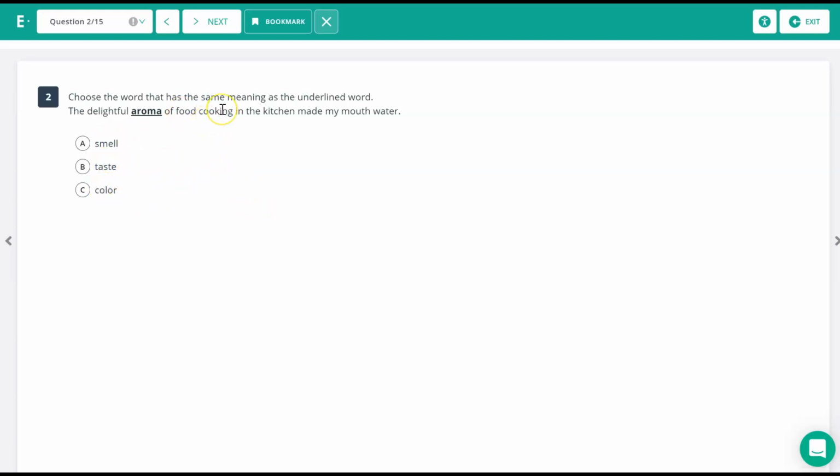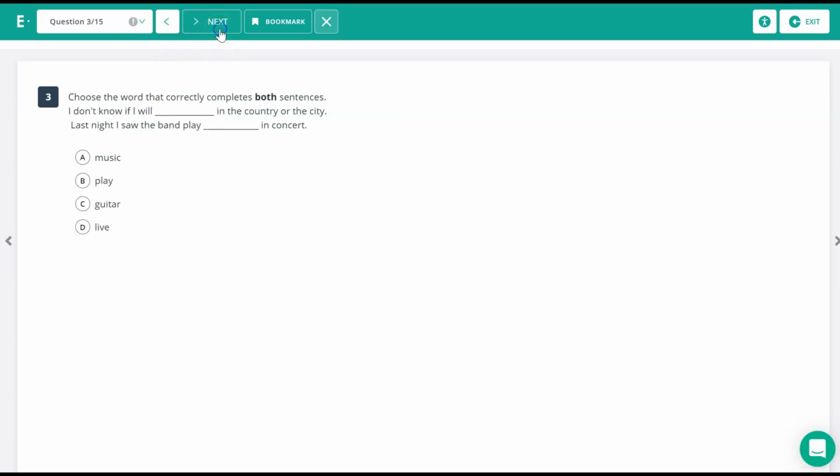Well, it was the food cooking, so I know it wasn't the taste. And when I look at the color, it doesn't necessarily make my mouth water, but the smell sometimes makes my mouth water. Aroma. Choose smell and then click next.